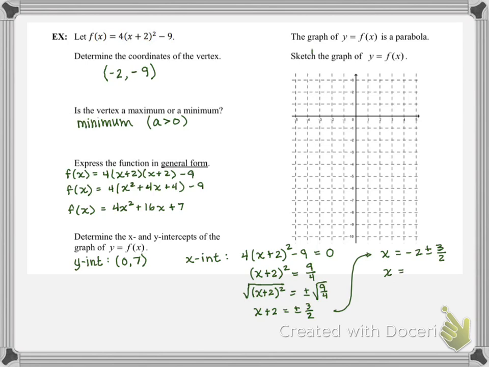And -2 over 1 is the same as -4 over 2, right? So -4 plus 3 is -1, so that gives me -1/2. And -4 minus 3 is -7, which gives me -7/2. Whoa. So we have (-1/2, 0) and (-7/2, 0).